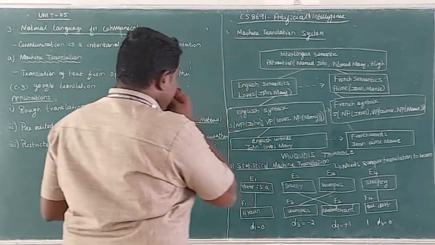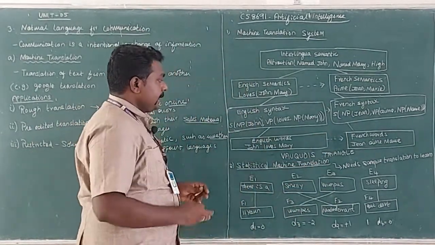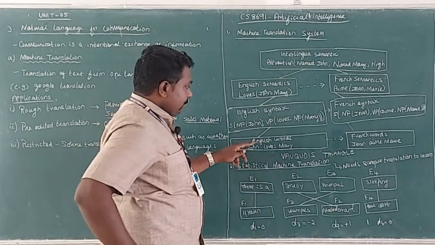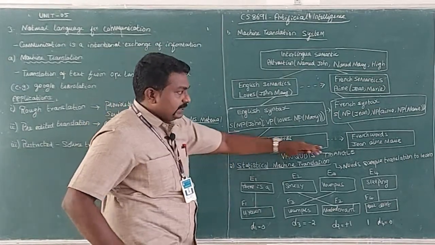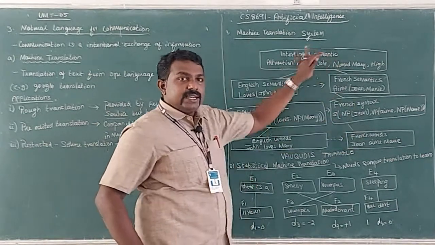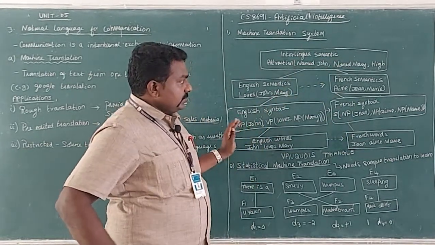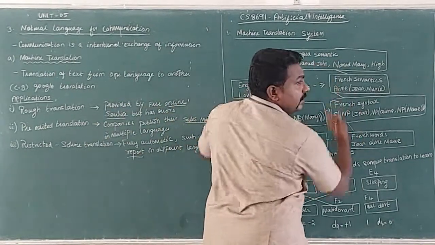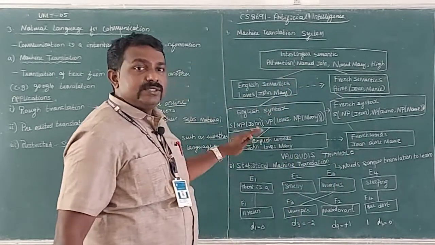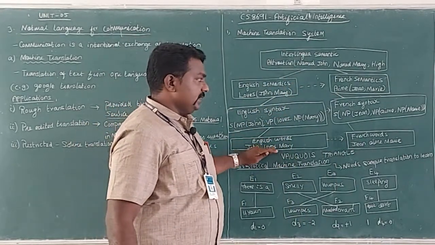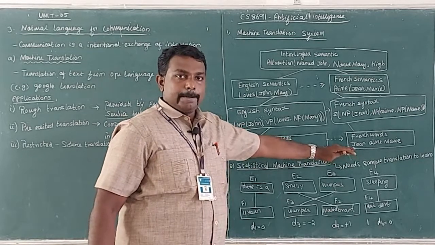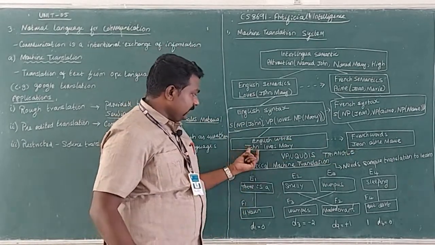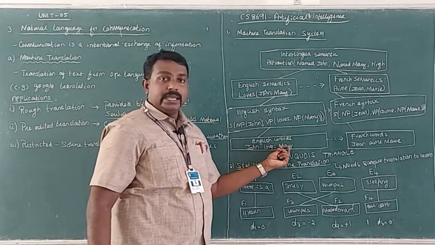If you clearly see this particular architecture, you can see how English is converted into French. This is almost in the shape of a triangle. It tells you how an English word is converted into a French word. Here, the English sentence is, John loves Mary.